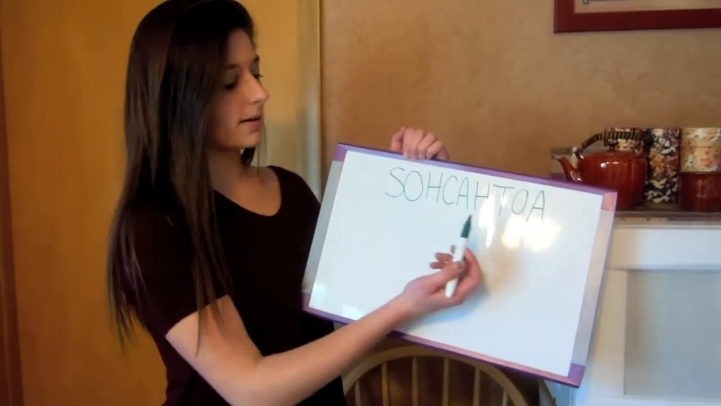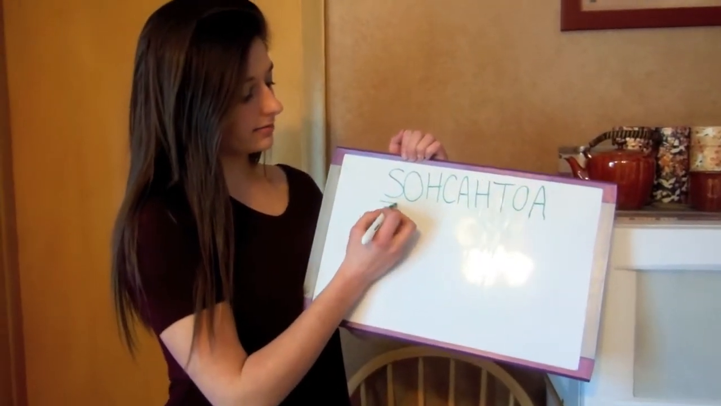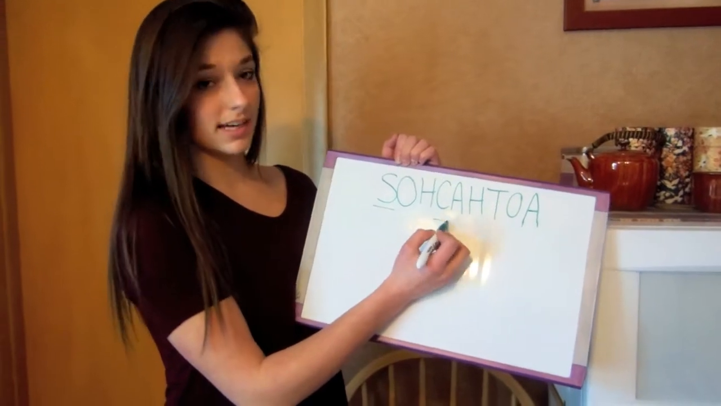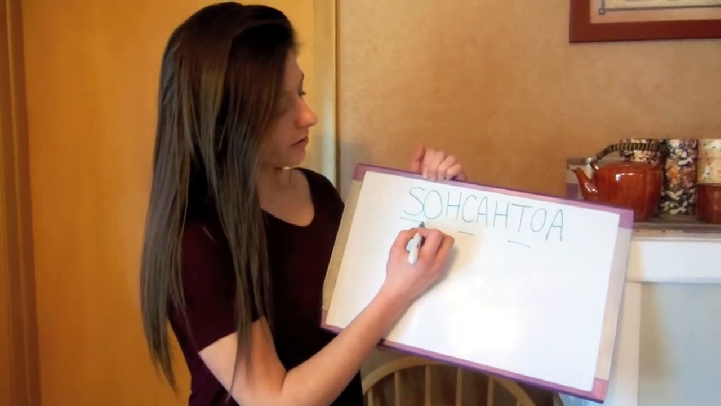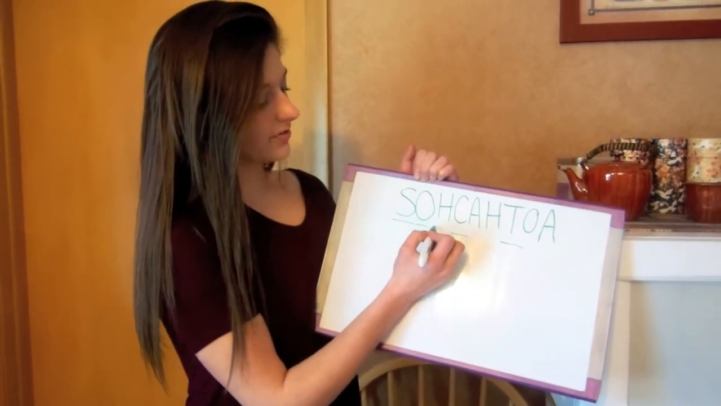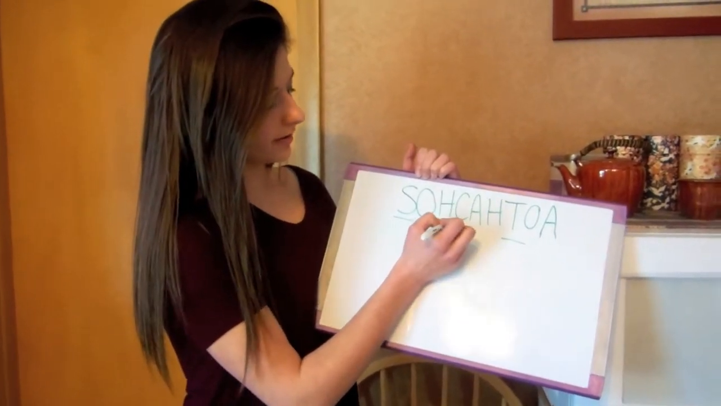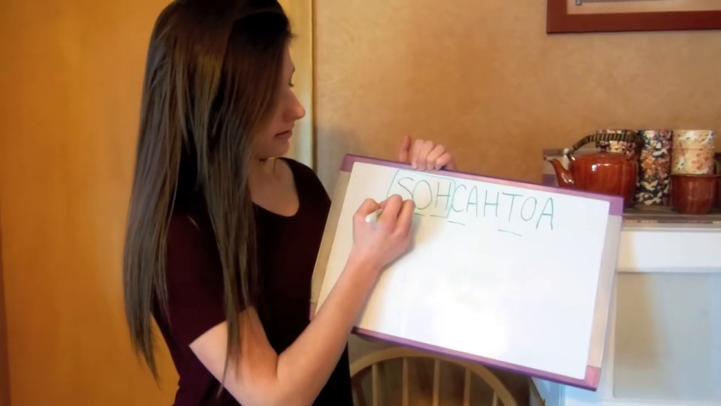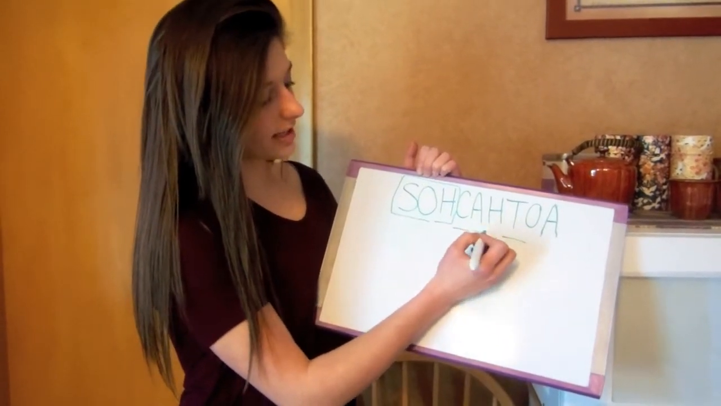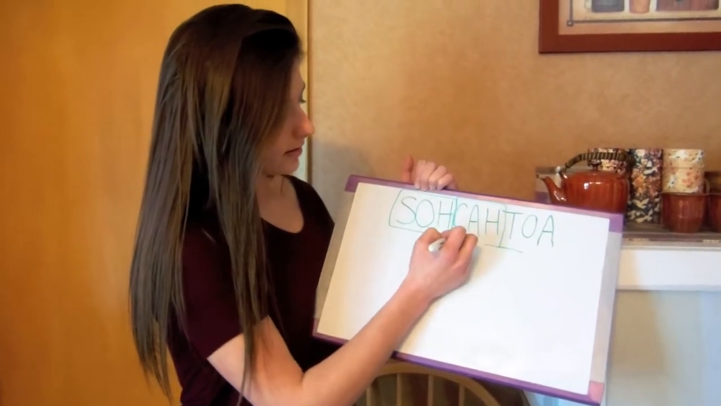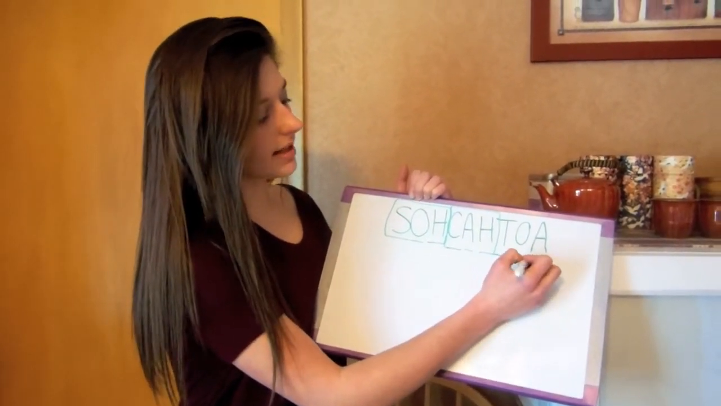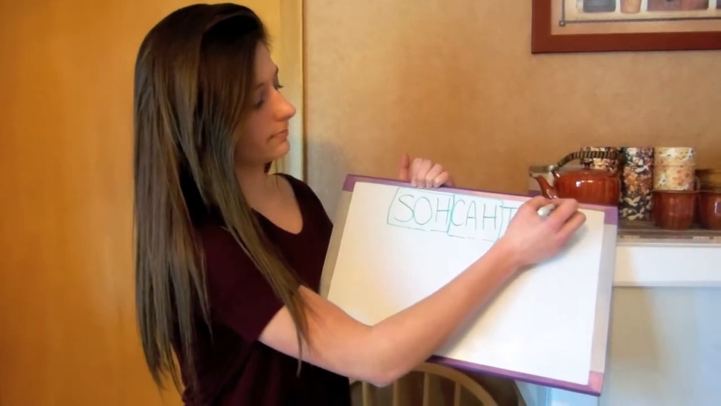Sohcahtoa. This is how you spell Sohcahtoa. The S stands for sine, the C stands for cosine, and the T stands for tangent. The O stands for opposite, the H stands for hypotenuse, so this is sine. The A stands for adjacent, the H stands for hypotenuse, and this is cosine. The O stands for opposite, the A stands for adjacent, and that's tangent.